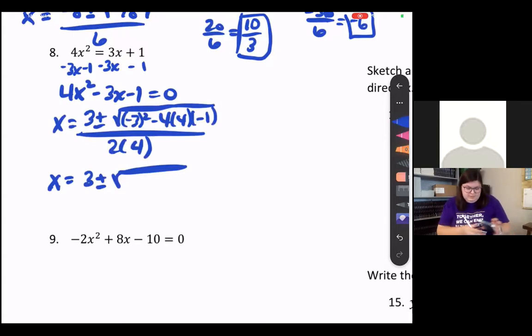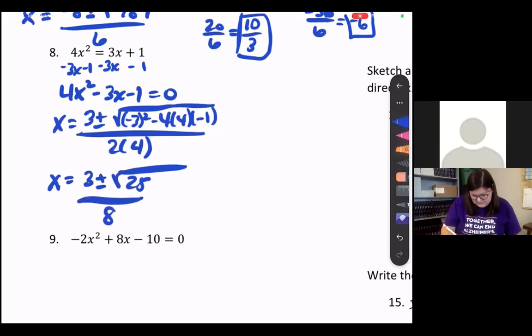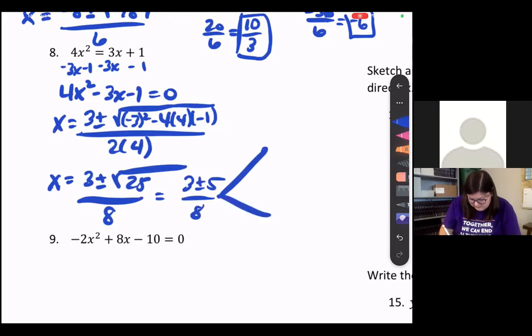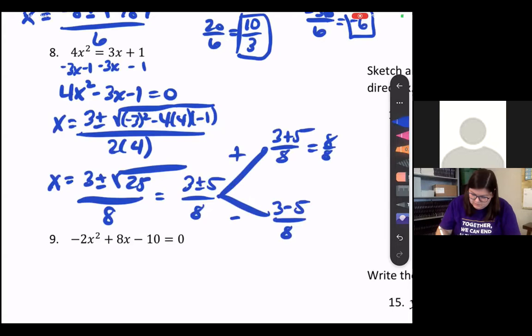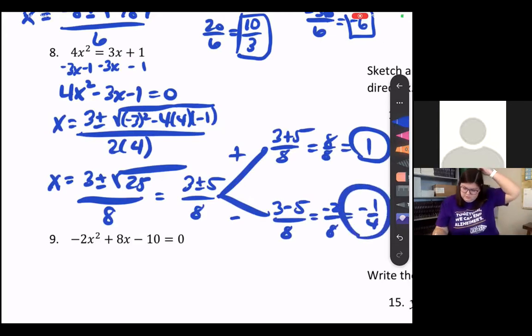So I've got 9 plus 16, which gives me 25 over 8. And again, square root of 25 is 5. So I'm going to end up with 3 plus or minus 5 over 8. And then I want to split into my positive and my negative. So 3 plus 5 over 8, and then 3 minus 5 over 8. So I get 8 over 8, which is 1. And then for the second one, 3 minus 5 gives me negative 2 over 8, which is just negative 1 over 4. Okay, so there are the 2 answers for that one.